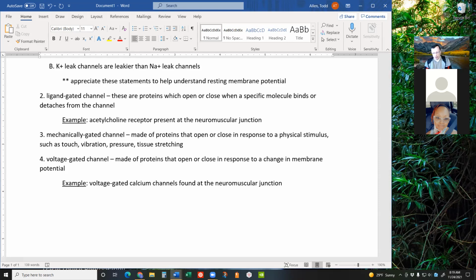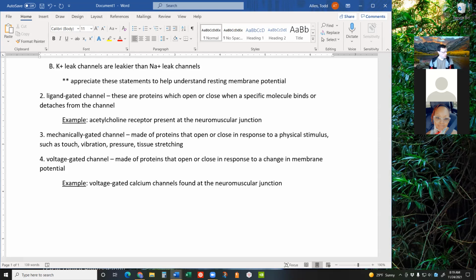Okay. All right, folks. So there we have the 4 primary types of ion channels you're going to find in the membranes of cells throughout your body. That's figure 12.11. Do you have any questions right now? Okay, let's continue.